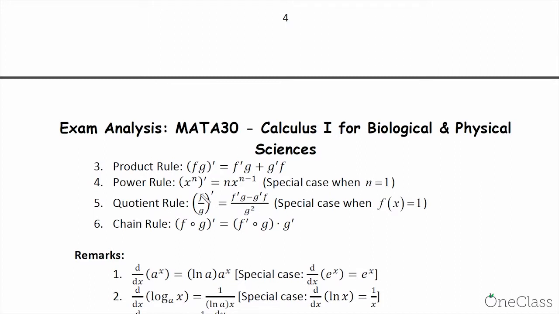Quotient rule. You have a ratio, f over g. The derivative is going to be similar to the product rule, f prime g, but minus g prime f, all of this over the denominator squared, g squared. A special case is when f is 1.